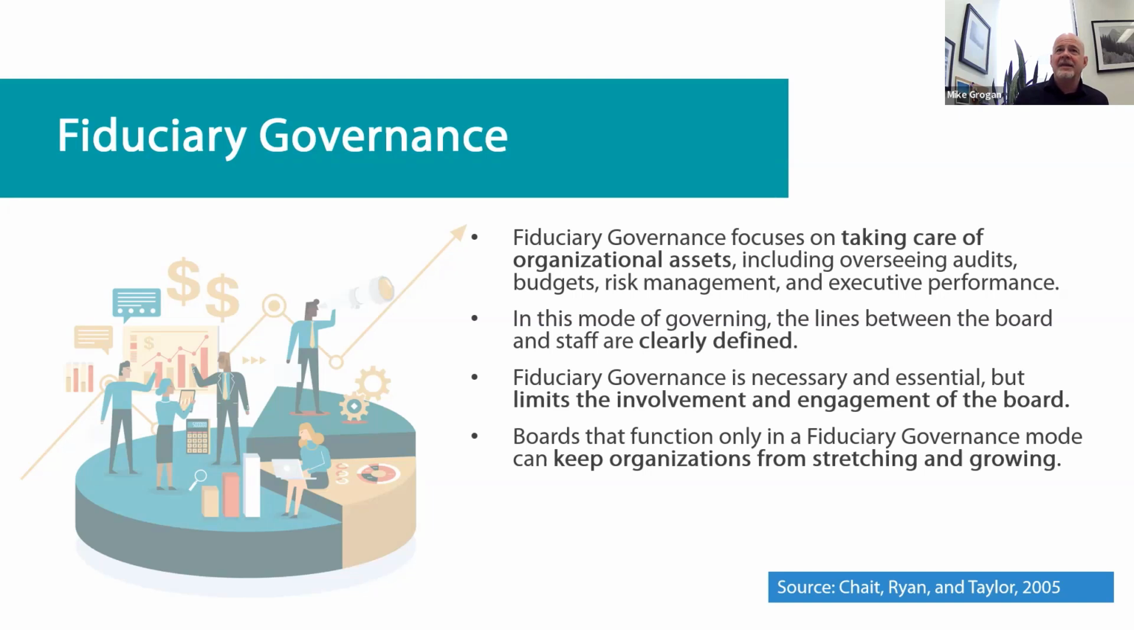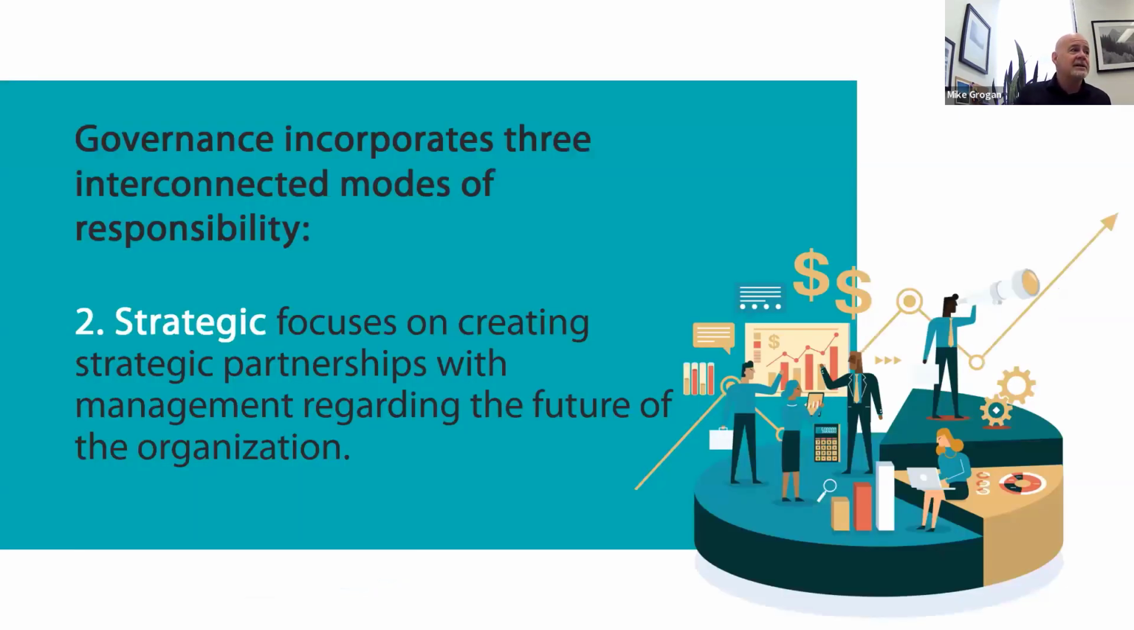So if we only stay in that mode, we limit what the board can do and probably limit what the organization can do. Strong organizations need a strong board and a strong staff and all those kinds of good things. So how do we stretch and grow and give ourselves some different ways to work? The second mode of governance is strategic, focusing on creating strategic partnerships with management regarding the future of the organization. So sometimes this does happen.